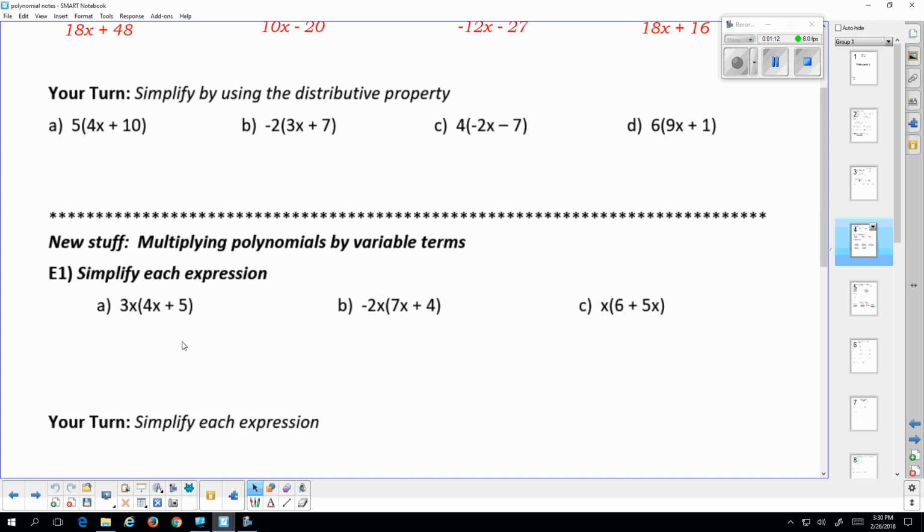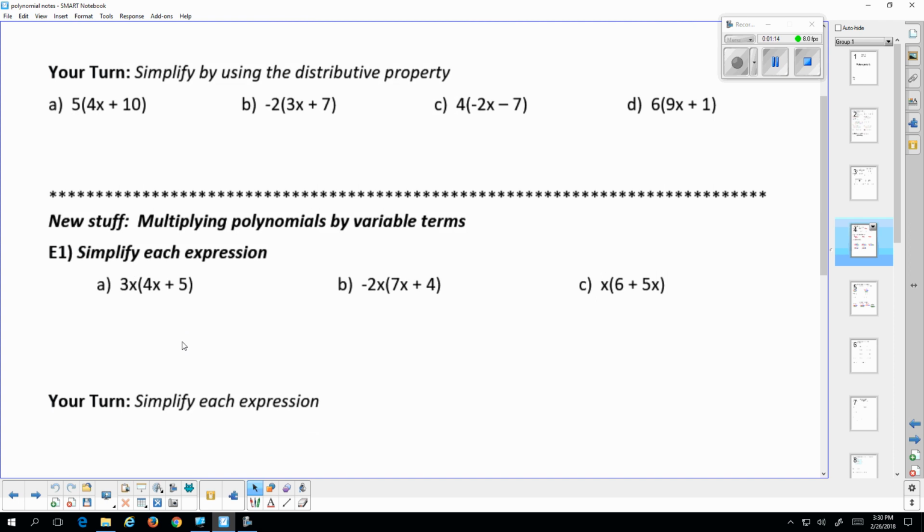All right, so here's the new stuff when we're distributing a variable. In example 1, we're going to distribute this 3x. The only difference is you have to remember your power rules from last chapter. When we distribute the 3x, we multiply the 3 by the 4, and then do the exponent rules. If we have x times x, that gives us x squared. So we'll have 12x squared, and then 3 times 5 gives me 15, but the x goes along for the ride.